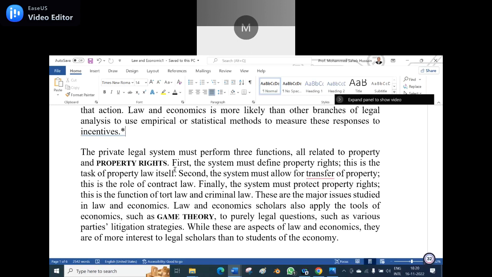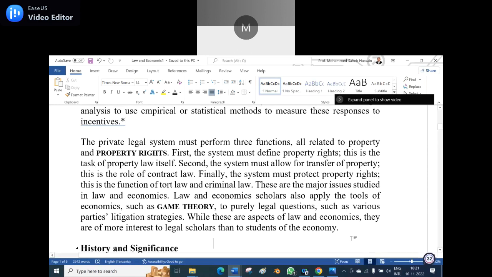While these are aspects of law and economics, they are of more interest to legal scholars than to students of the economy. So the legal scholar will enjoy it more than the students of the economy, because the economist will see it in terms of money, but the student of law will see not only in terms of money but also the utility of that in time, the timely factors.